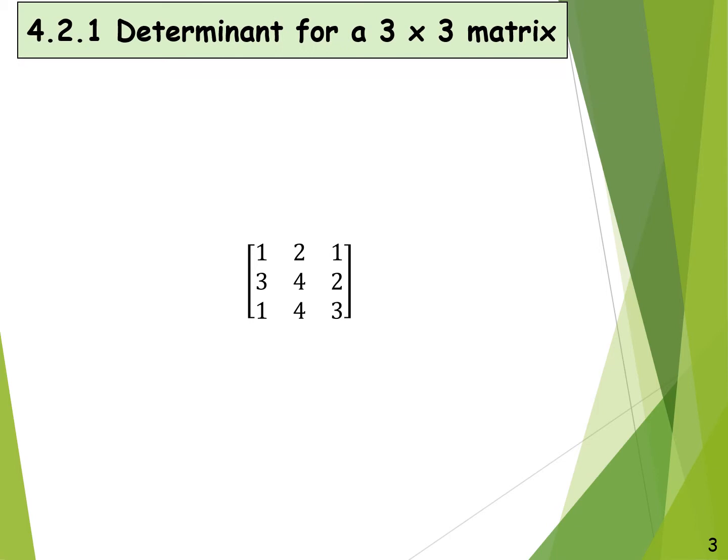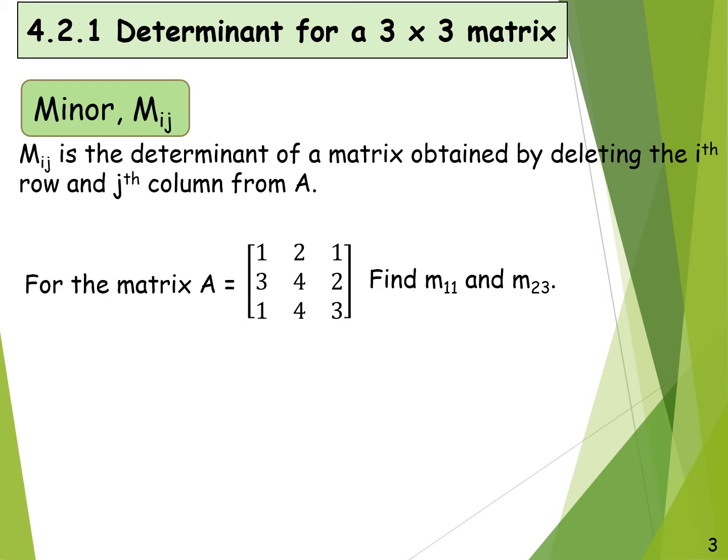Determinant for a 3 by 3 matrix. Before defining the determinant of a 3 by 3 matrix, we need to find the minor and cofactor of a square matrix. Minor Mij is the determinant of the matrix obtained by deleting the ith row and jth column from A. For the matrix A = [1 2 1; 3 4 2; 1 4 3], find M11 and M23.